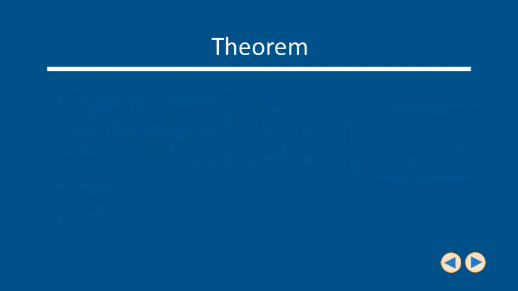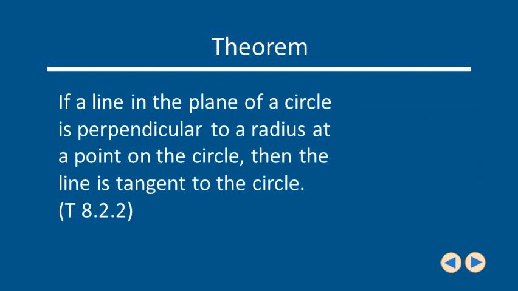Now, we can turn this around to get our next theorem. If a line in the plane of a circle is perpendicular to a radius at a point on the circle, then the line is tangent to the circle. So again, this is just the converse of 8.21, which is 8.22.